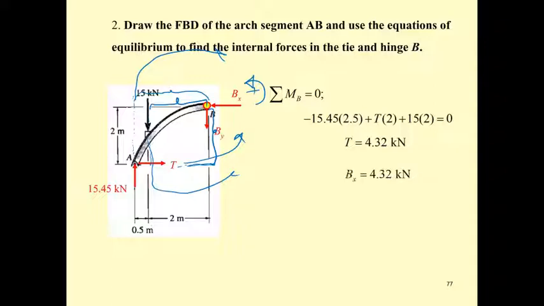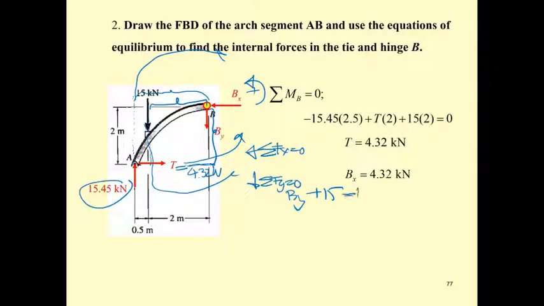And then we take the summation of F sub x equal to 0. So the B sub x that we have in this direction is opposite to the T of 4.32 kilonewton. So B sub x is here. And finally, we have the summation of F sub y equal to 0, and then B sub y is downward plus 15, this one, and this one. However, this one is upward. It's going to be 15.45. So B sub y is 0.45 kilonewton.